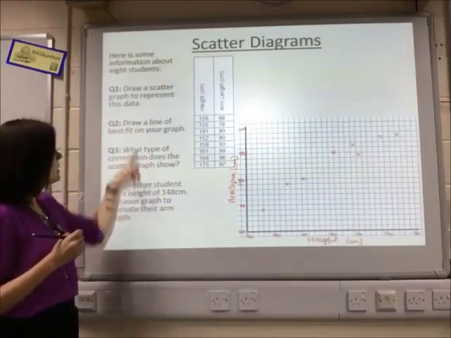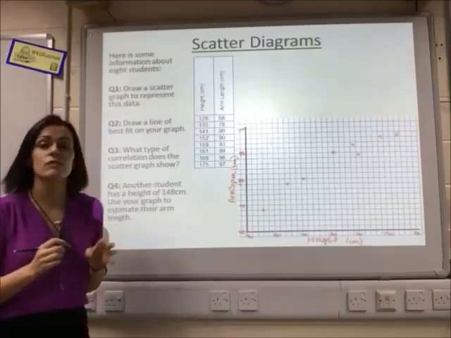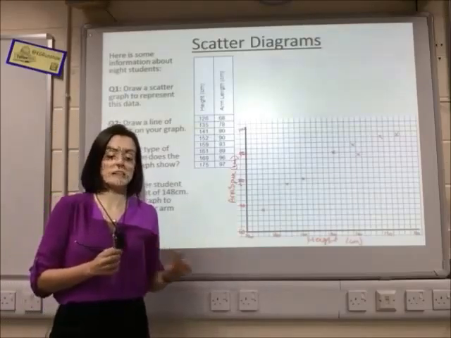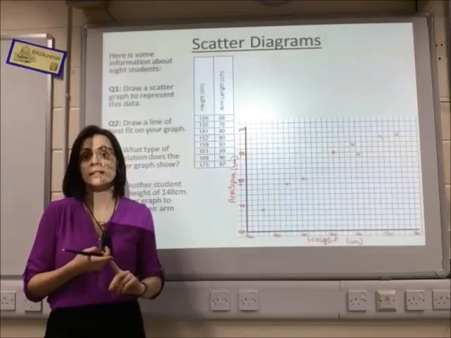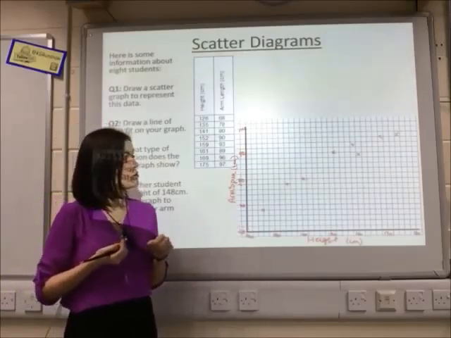Okay, then it asks me to draw my line of best fit on that graph. Now it's really important to remember that the line of best fit does not mean join up all the points. The line of best fit does not have to go through all of them. It doesn't have to touch the origin.